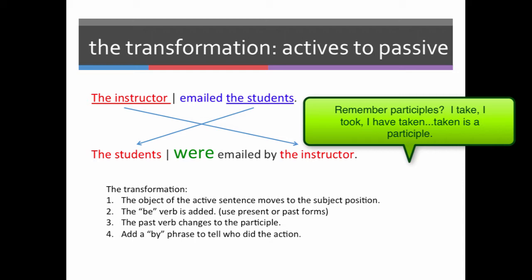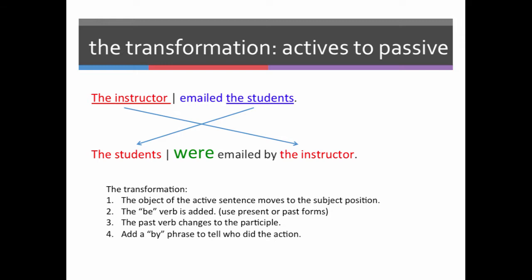So in the transformation, the object of the active sentence becomes the subject. So in this second one, we see the students were emailed by the instructor. Notice in the second sentence, the students did nothing. The students are not the ones completing the action. To form the passive, we have a be verb. So the be verb is am, is, are, was, and were. And then we add a participle, emailed, right? So here we have the ed participle, and then by the instructor. In the passive voice, you can add a by phrase. The students were emailed by the instructor.